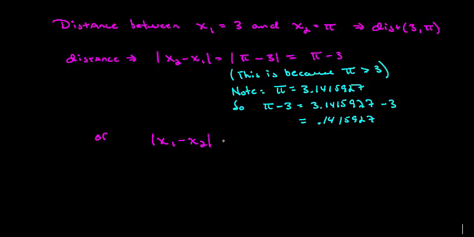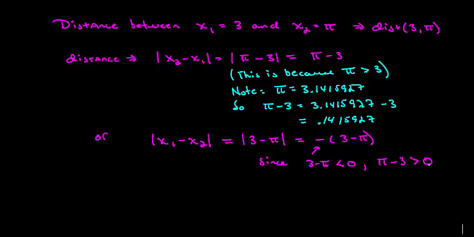Now, if we go the other way, then we would have the absolute value of 3 minus pi. Now here we can't just drop the absolute values. We have to make it negative. Okay, now let me go through an explanation of why I make it negative. First, because 3 minus pi is negative, that implies that pi minus 3 is positive. Now let me go through why it implies that.